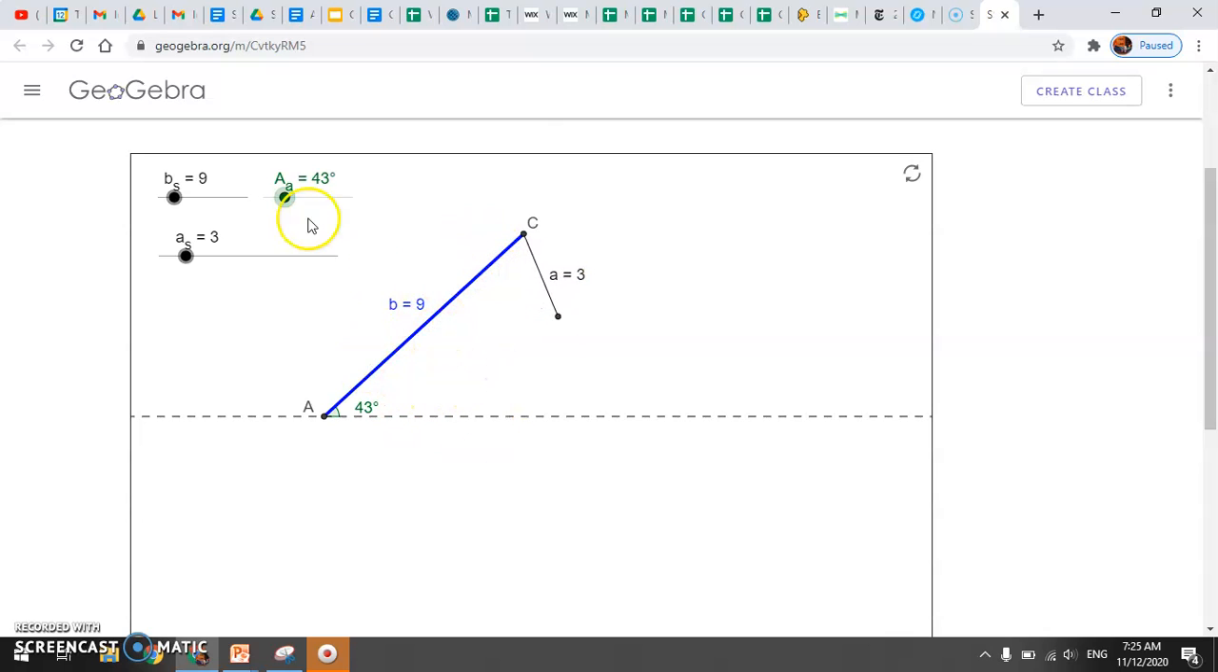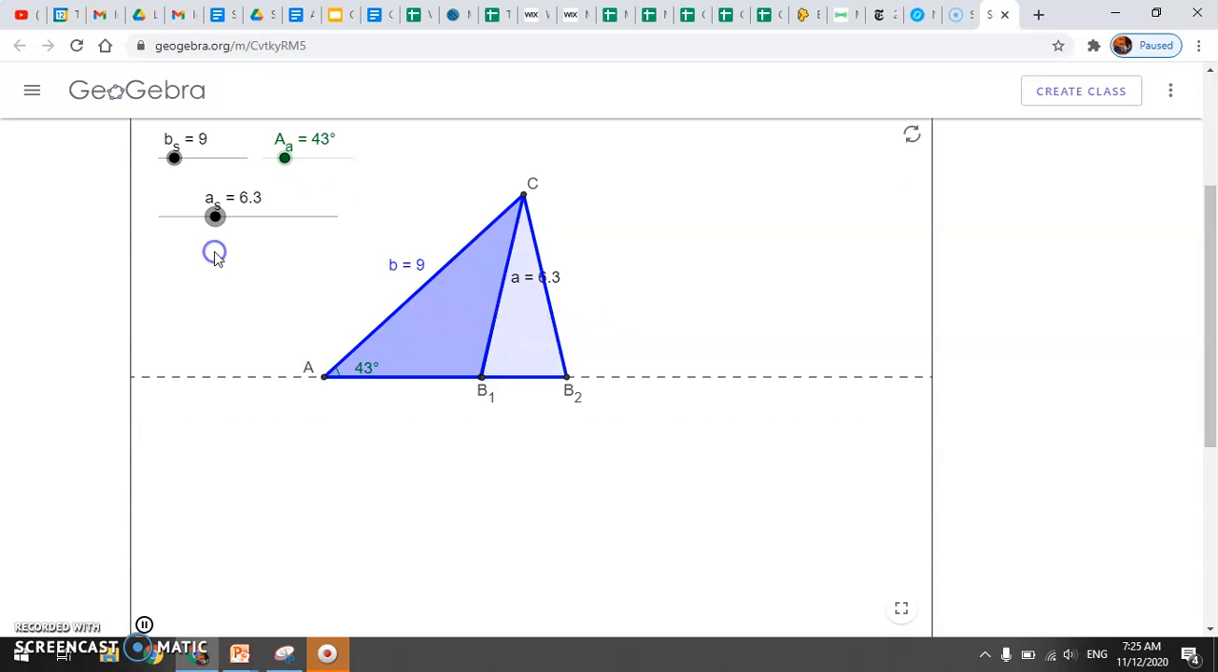But if we made A longer, we could have a triangle that's possible. Let's see. If A is a very specific length, oh, wait, let's make it a little bit shorter. Let's see if I can get it to work. I'm trying to show the situation where there's only one triangle like that.